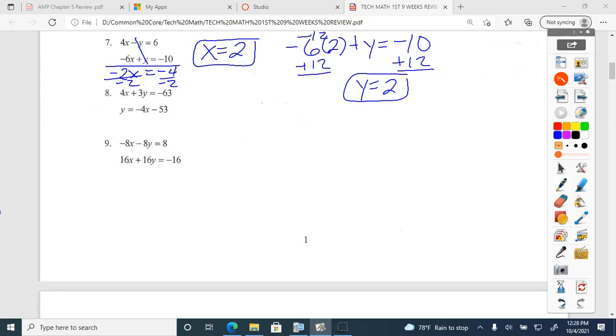So you don't have to make y by itself first? I did move it. I just moved it after I plugged in, when I added 12. It doesn't matter when you move it. Okay? Bless you.